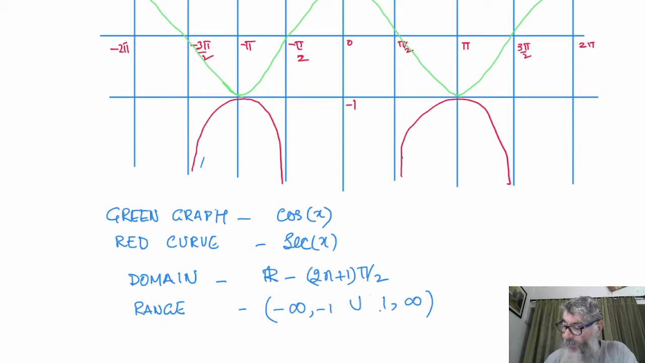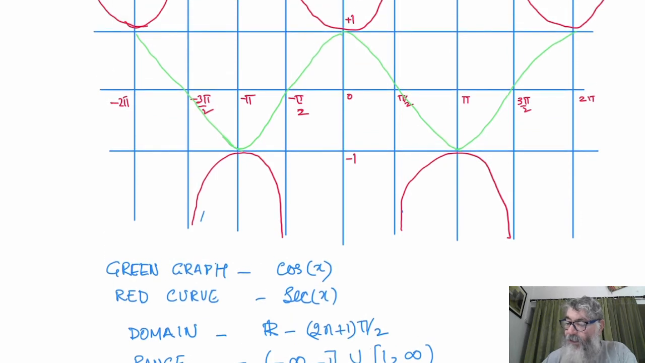Why is it a closed bracket? Because this is included. This minus 1 and 1 is included because it is touching the minus 1 line as well as the 1 line. But there is no curve between minus 1 and 1. There is no curve between minus 1 to 1.